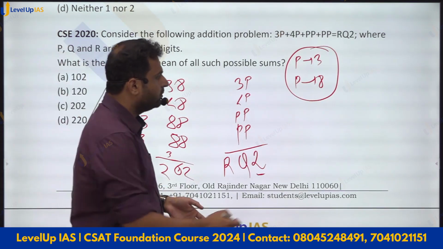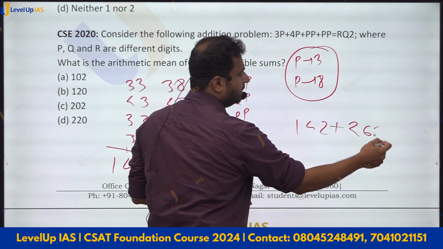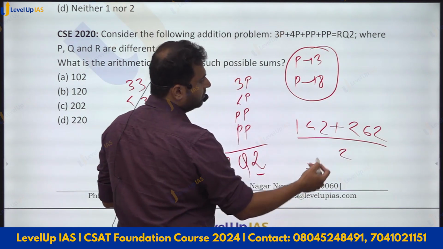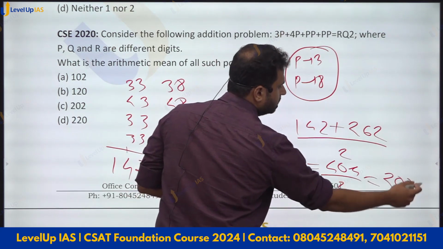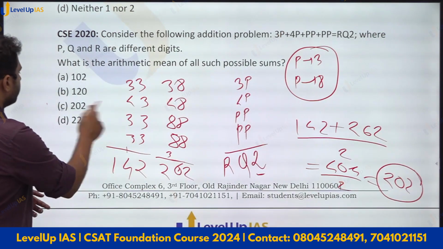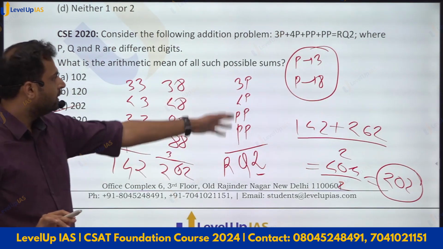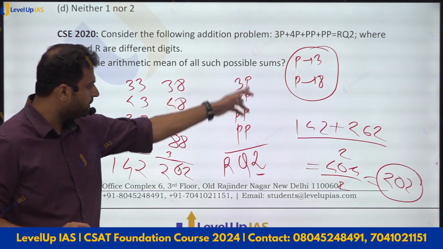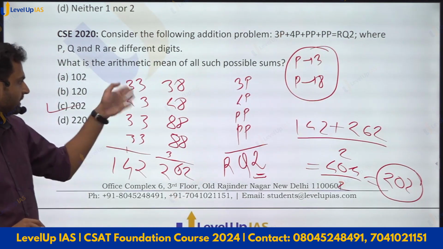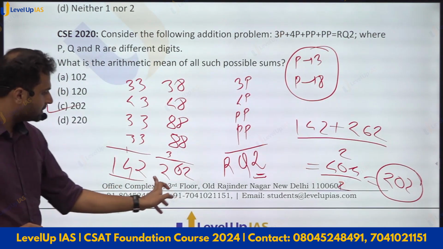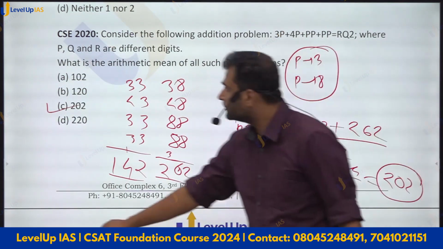We have to find the arithmetic mean. Arithmetic mean is 142 plus 262 divided by 2, which is nothing but 404 by 2, which is equal to 202. That is the answer. All we have to know is how to add numbers. That is the only skill required. The addition of these four P's has to give us 2 at the end, so P can be only 3 or 8. Write down P as 3, write down P as 8, find the sums, add them, divide by 2 to find the arithmetic mean, and we are done. Very easy question.